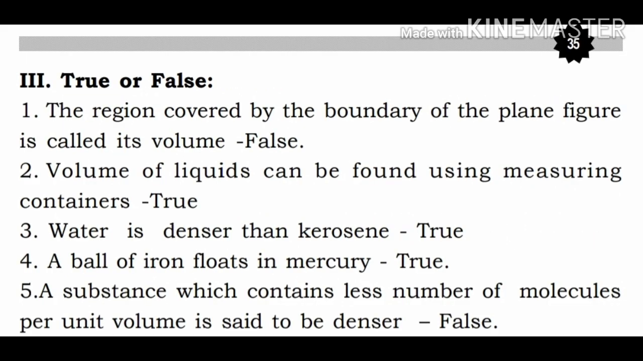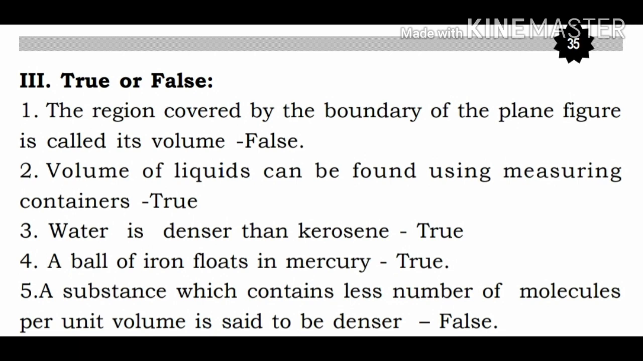Third Roman letter is true or false. First one, the region covered by the boundary of the plane figure is called its volume. Answer is false. Why have they given false? The region covered by the boundary of the plane figure is called area. Second one, volume of liquids can be found using measuring containers. True. So volume of liquid can be measured using what? Measuring containers.